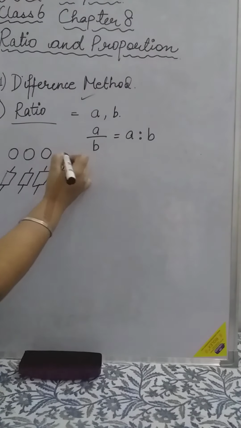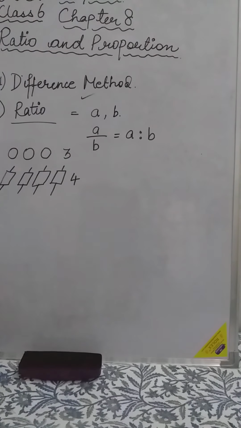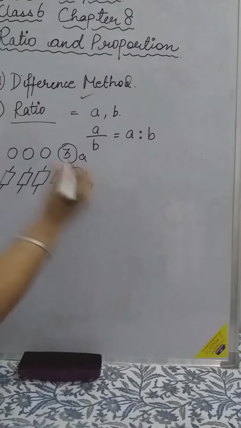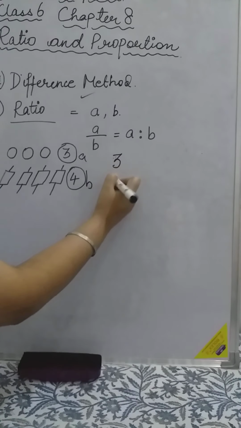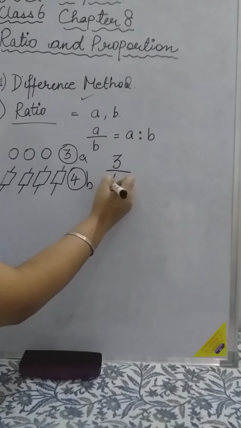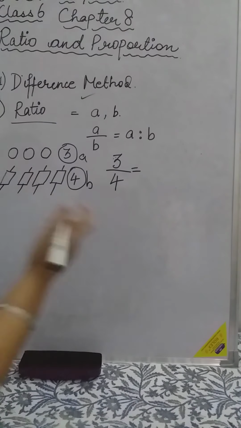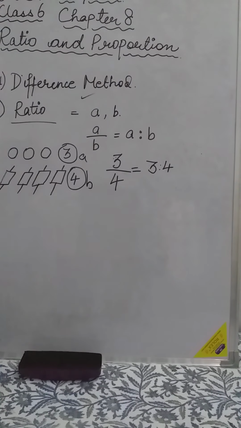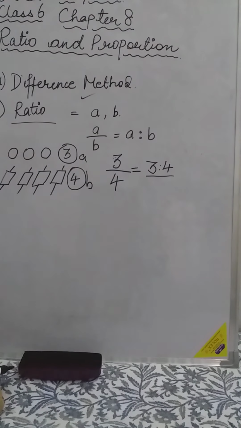Now over here you are having 3 balls and 4 toffees. So this is A and this is B. It can be expressed in the form of fractional form, that is 3 by 4, can be derived in ratio form, that is 3 is to 4. Understood? Now, this 3 is to 4.